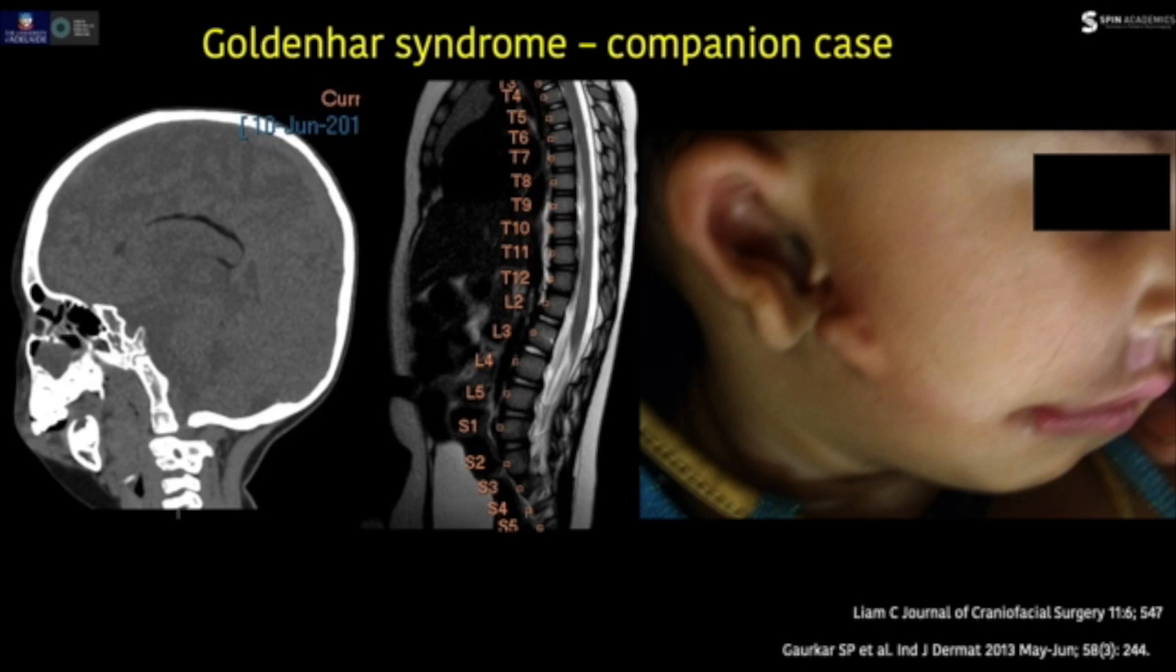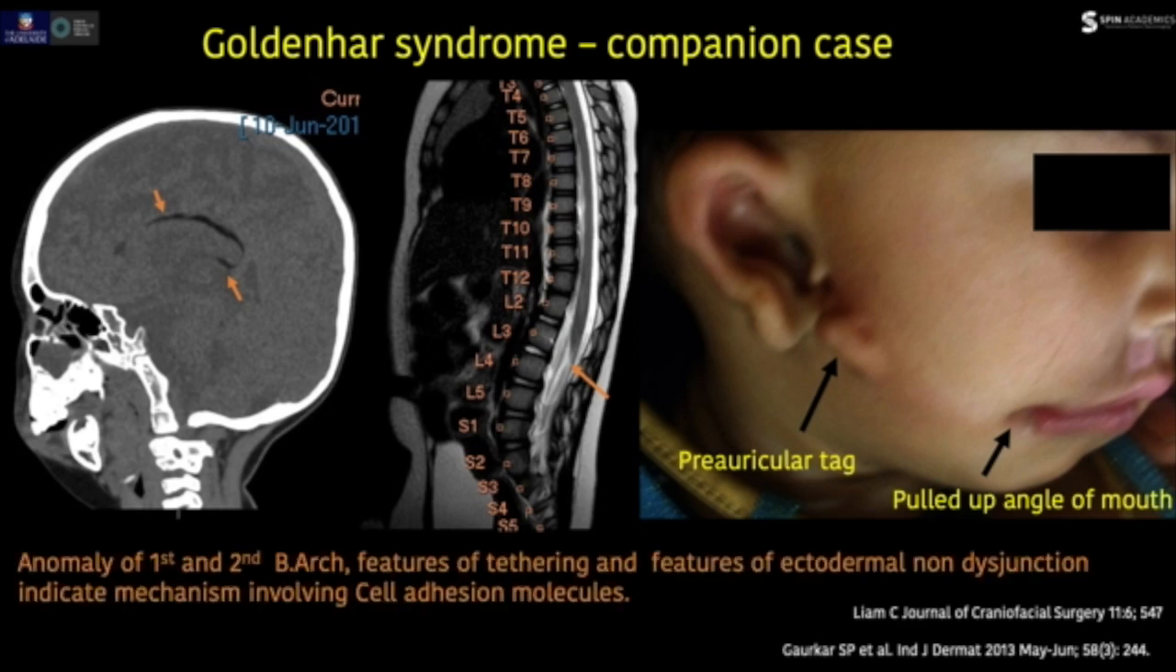Occasionally, Goldenhar syndrome can reveal anomalies that are unrelated to the branchial arch derivatives. We have a pericallosal lipoma and a low-lying tethered cord in a companion case. The clinical photograph, unrelated to the previous two images, is to show another tethering effect which is manifested as a low preauricular tag and an angle of the mouth that is pulled up. This suggests that Goldenhar syndrome could be a disorder of ectodermal non-disjunction involving cell adhesion molecules. When Goldenhar is bilateral, it can be difficult to differentiate it from Treacher-Collins syndrome. However, it is important to note that Treacher-Collins syndrome has no ocular anomalies.